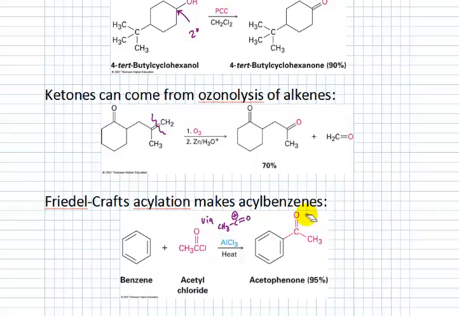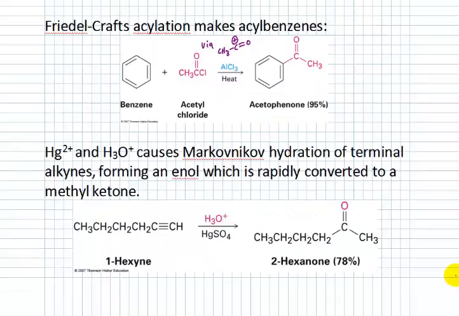Has to be a carbonyl next to the benzene ring, and the R beyond it can be whatever we like. Back in the alkynes chapter, we talked about mercury catalyzed hydration. What this does is a Markovnikov hydration, so it adds water across the triple bond to make an enol. So what's this? 6 carbons? 1, 2, 3, 4, 5, 6.